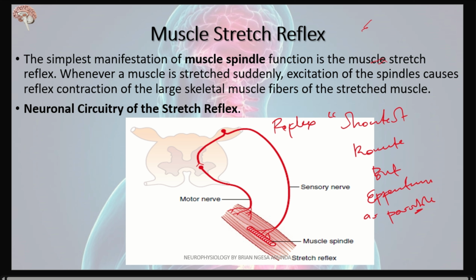So one of the reflexes is the muscle stretch reflex. This is the simple manifestation of the muscle spindle function. Whenever a muscle is stretched suddenly, there will be an excitation of the muscle spindle, causing some electrical impulse generation that goes into the spinal cord to cause the reflex contraction of the large skeletal muscle of the stretch. So we are able to have the reply of the stretch with some form of contraction, and of course that is serving one major purpose: to avoid tone and tears that are highly likely if this is not well checked.